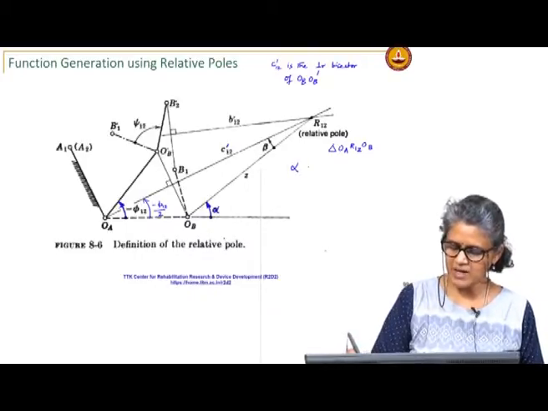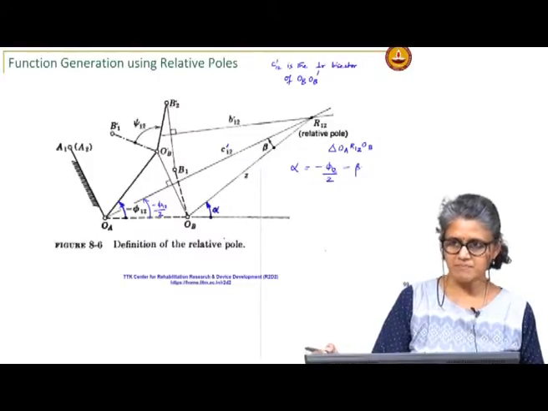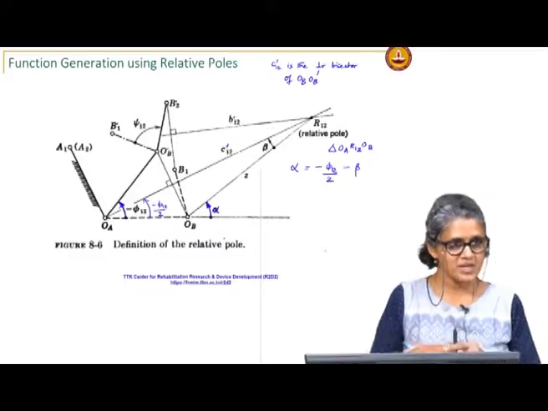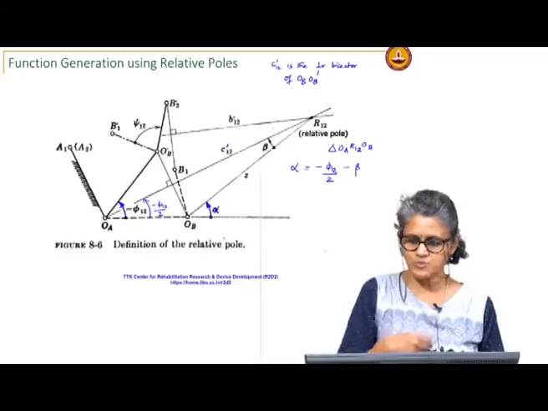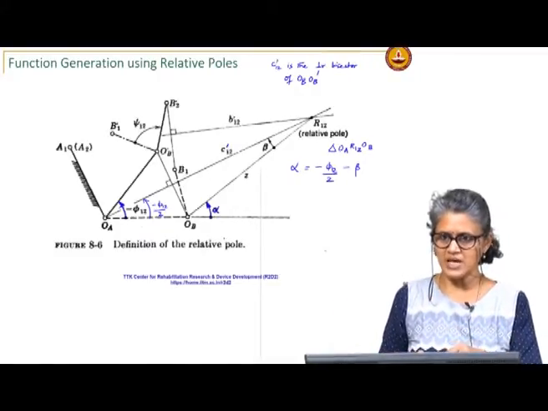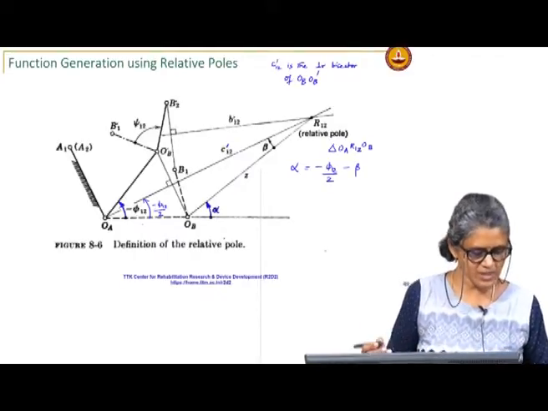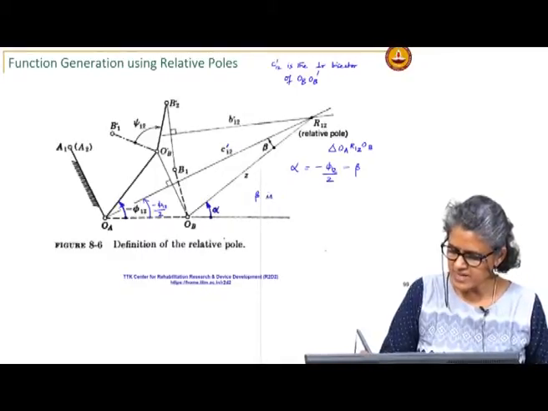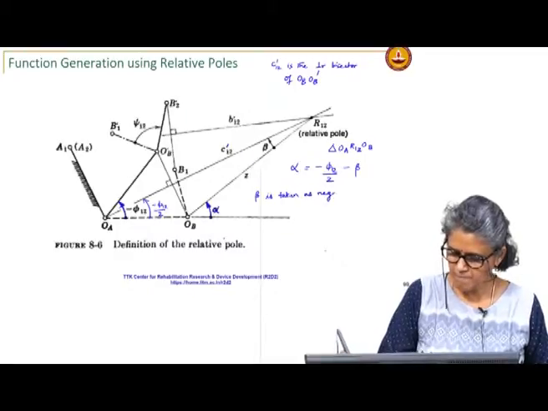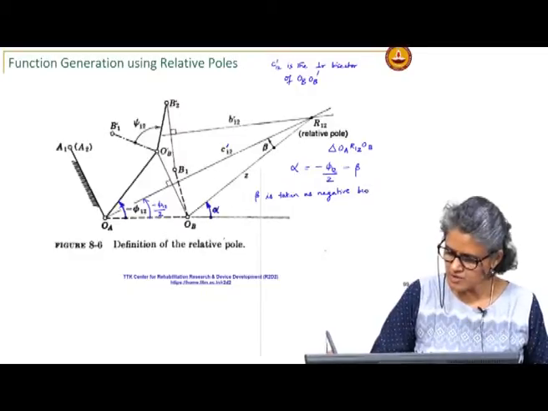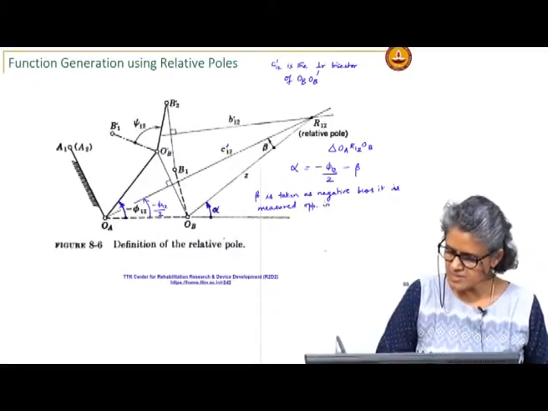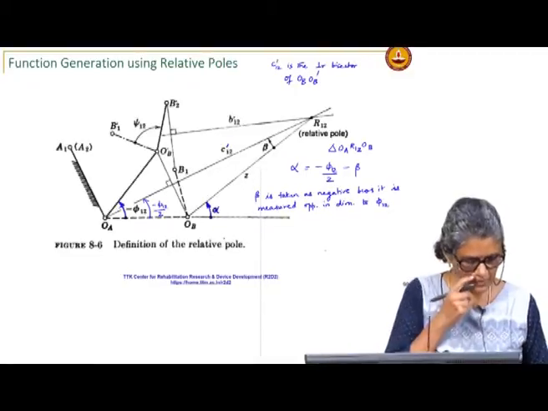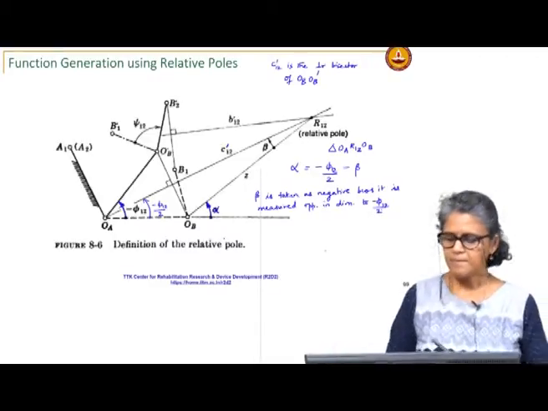Okay. So, I can write alpha equal to minus phi 1 2 by 2 minus beta, because I have taken beta in this direction, which is from position 1 to position 2. Because I take beta as the angle of rotation from position 1 to position 2, it is measured opposite to the direction of minus phi 1 2, so it is minus beta. Okay. So, beta is taken as negative because it is measured opposite in direction to minus phi 1 2 by 2.